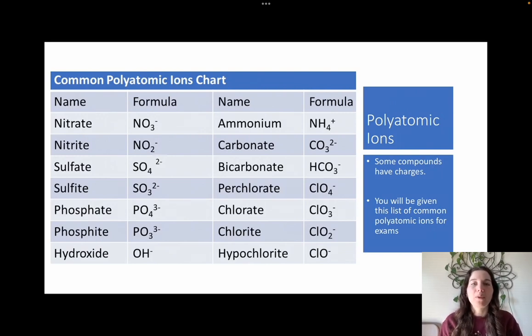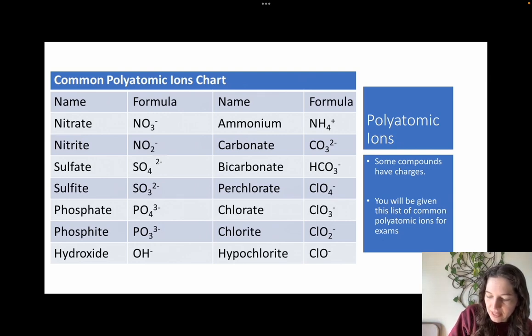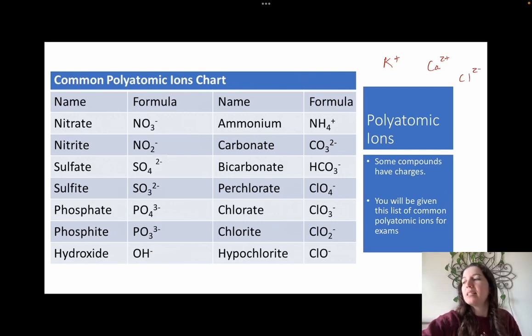In order to balance chemical equations, we need to talk about this thing called polyatomic ions. Polyatomic ions are ions that contain multiple elements inside of them. Normally, you all are used to seeing ions look like K plus, like potassium, or calcium 2 plus, or chlorine 2 minus. They're a single element from the periodic table with a charge on them.